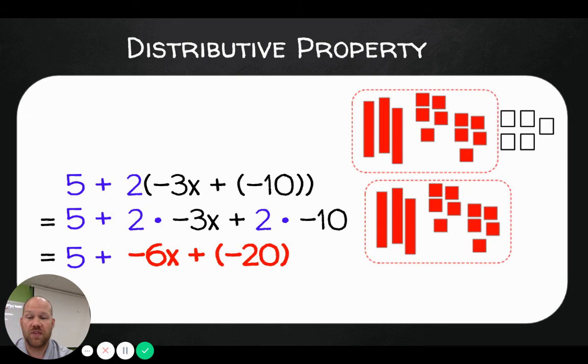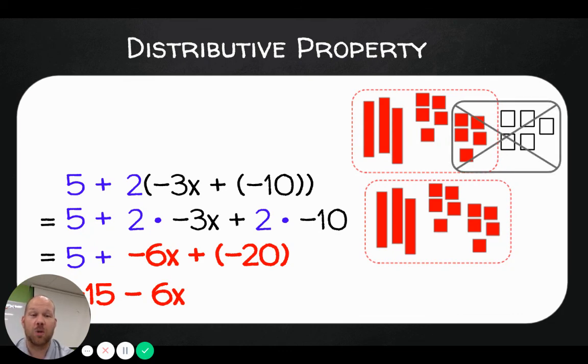When you look at that, what can be combined? In this case, it's the 2 constants. What do you think the simplified answer for this is? What's the last step? All right, if you said the correct answer is negative 15 minus 6x, you are correct, because 5 plus negative 20 is negative 15. And you could also look at that visually up in the upper right-hand corner. There, I've got 5 zero pairs, and those cancel each other out. So what I'm left with is 15 negative 1s. It doesn't change the negative 6x's.